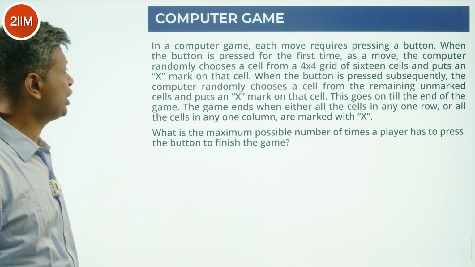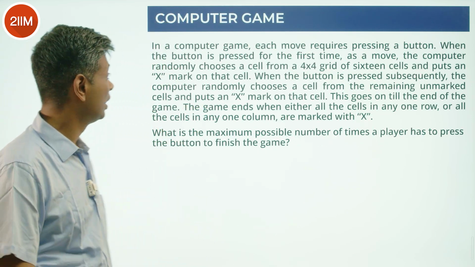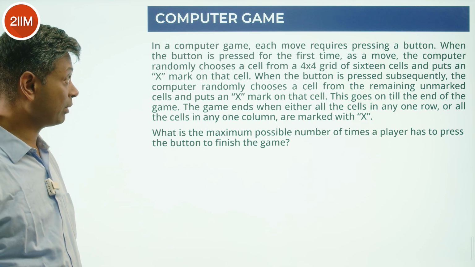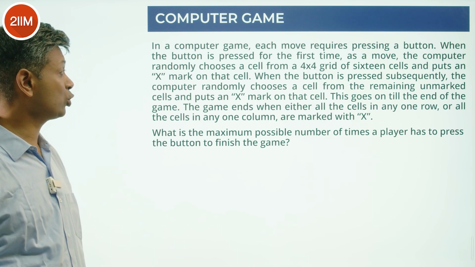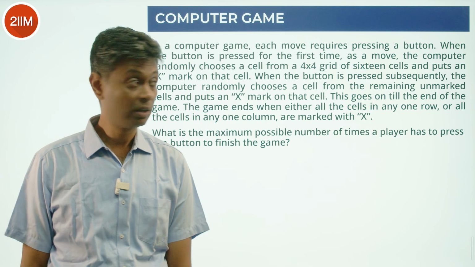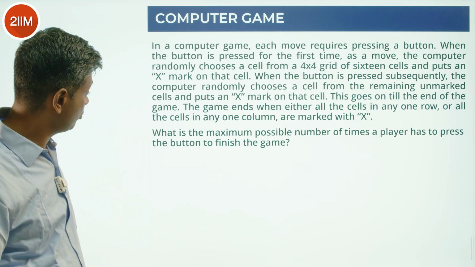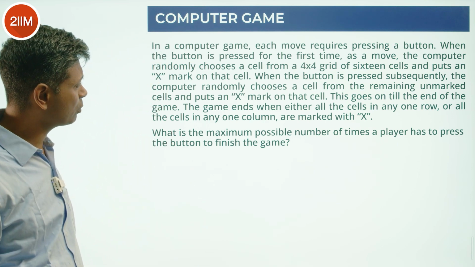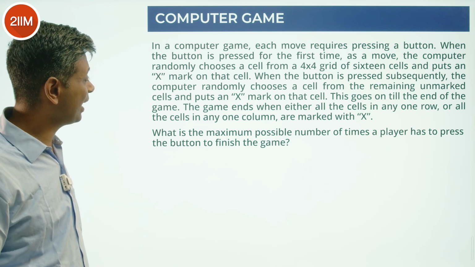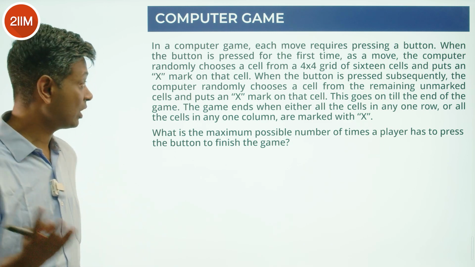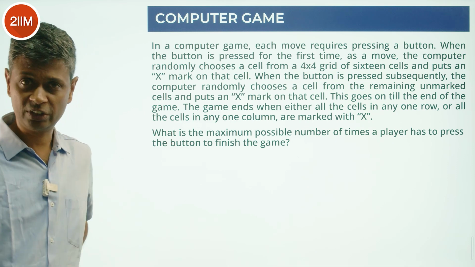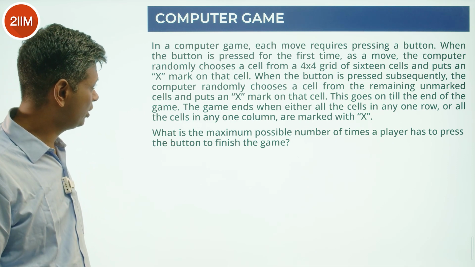In a computer game, each move requires pressing a button. When the button is pressed for the first time as a move, the computer randomly chooses a cell from a 4x4 grid of 16 cells and puts an X mark on that cell. When the button is pressed subsequently, the computer randomly chooses a cell from the remaining unmarked cells and puts an X mark on that cell. This goes on till the end of the game.